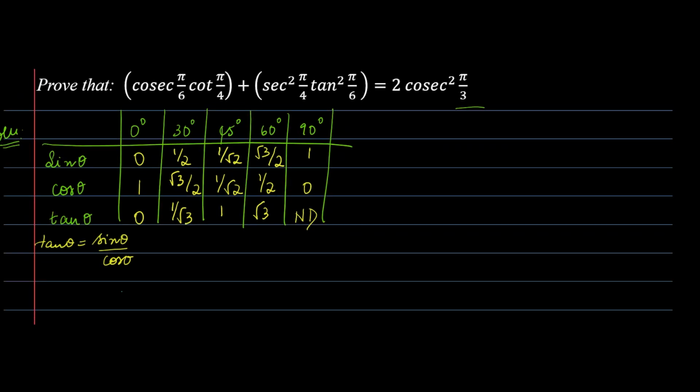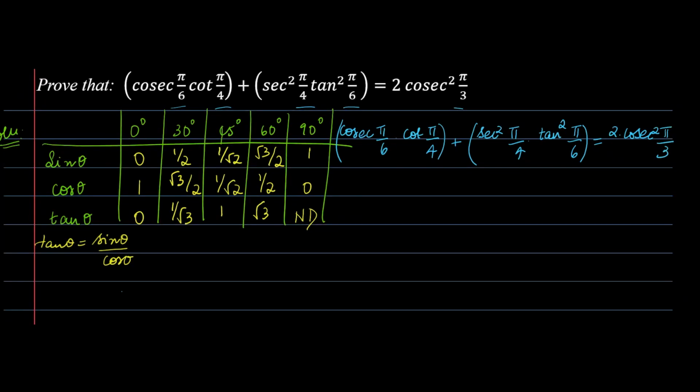Next, let us convert our angles in radians to degrees. We have cosecant pi by 6 radians into cot pi by 4 radians whole plus secant square pi by 4 radians into tan square pi by 6 radians whole is equal to 2 into cosecant square of pi by 3 radians. So simply we have to substitute the value of pi to be equal to 180 degrees. For all, pi radians is equal to 180 degrees.